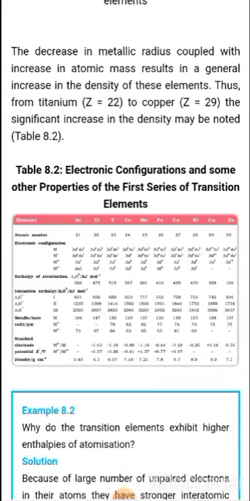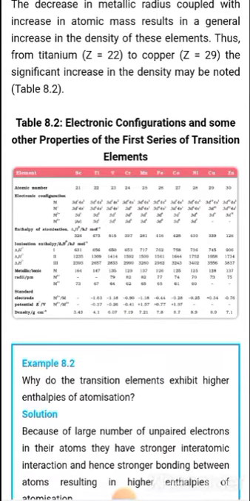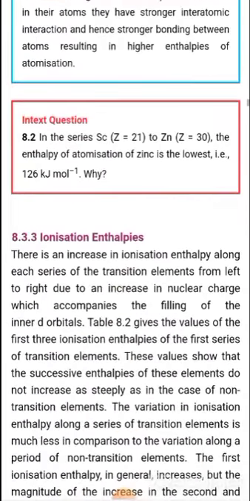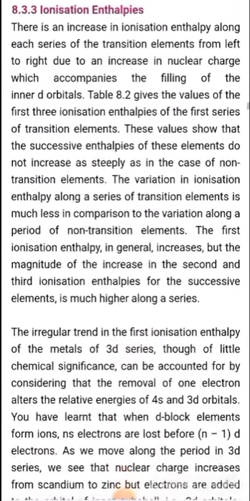There is a table 8.2 where the electronic configurations, enthalpy of atomization, and some property values are given for the 3d series, or the first series of the transition elements, which you can read for your further knowledge. It will enhance your understanding of the topic which I am going to discuss here. Now next is the ionization enthalpy.